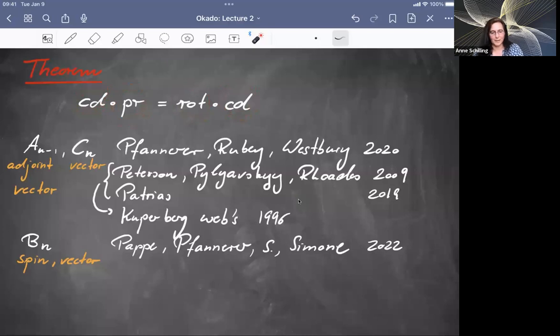So for type A_{N-1}, the adjoint and the vector crystal, and also for C_N vector, this was in fact already achieved by Pfannerer, Ruby, and Westbury. And there are various papers where corresponding chord diagrams have been developed. And so what I want to do in this talk is do that for type B_N, where this wasn't known yet, for the spin and the vector representation. So this is what we have done in this paper in collaboration with Pappe, Pfannerer, and Simon.